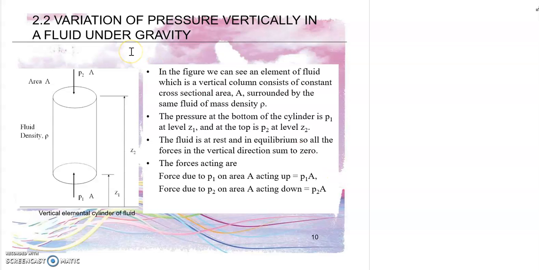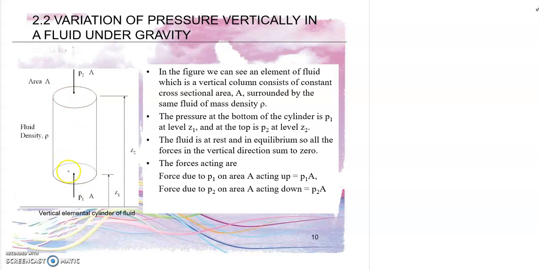Alright, so in this video, we will continue with topic 2.2, variation of pressure vertically in a fluid under gravity, and we also compare it with the horizontal cylinder under gravity. So first, let's look at this figure here. You have a vertical cylinder, which is surrounded with the same fluid of mass density rho.